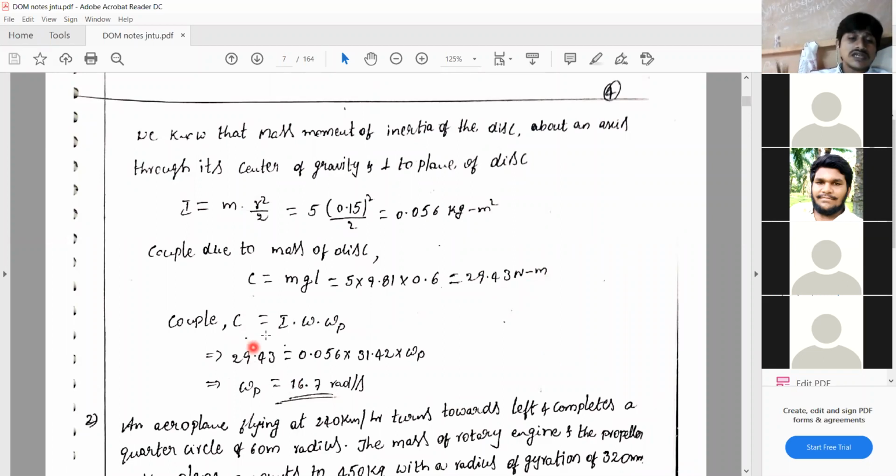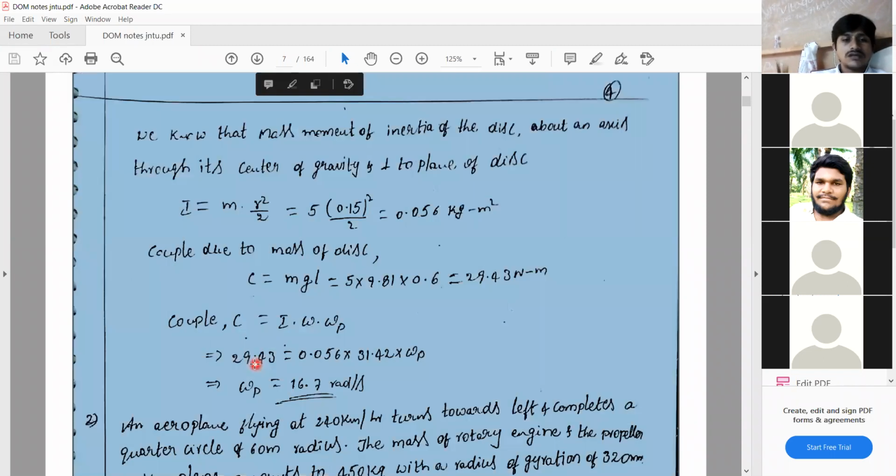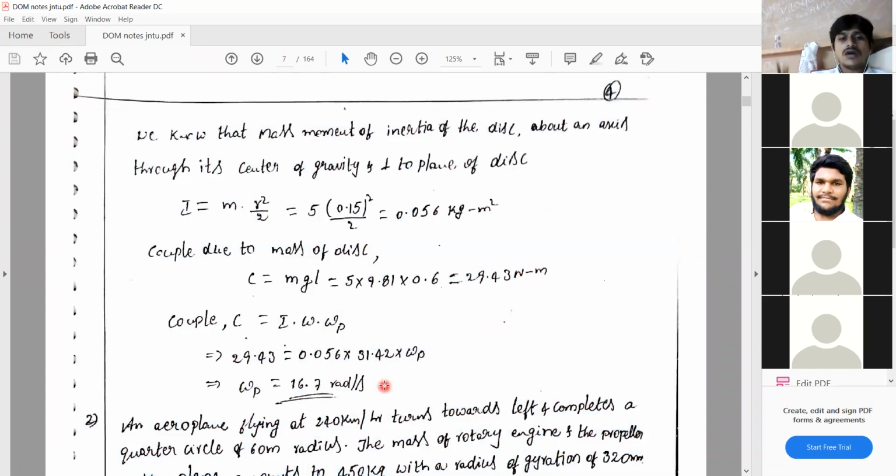Now what is the generalized formula for the gyroscopic couple? C equals I omega omega p. C, I and omega are known, and the unknown value is omega p. Those known values are substituted in the main equation, so we can calculate omega p. So omega p value is how much? 16.7 radian per second.